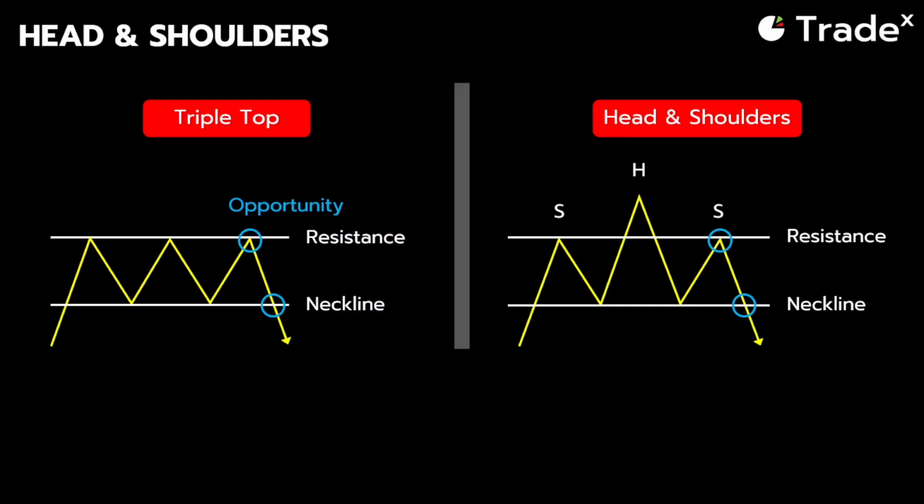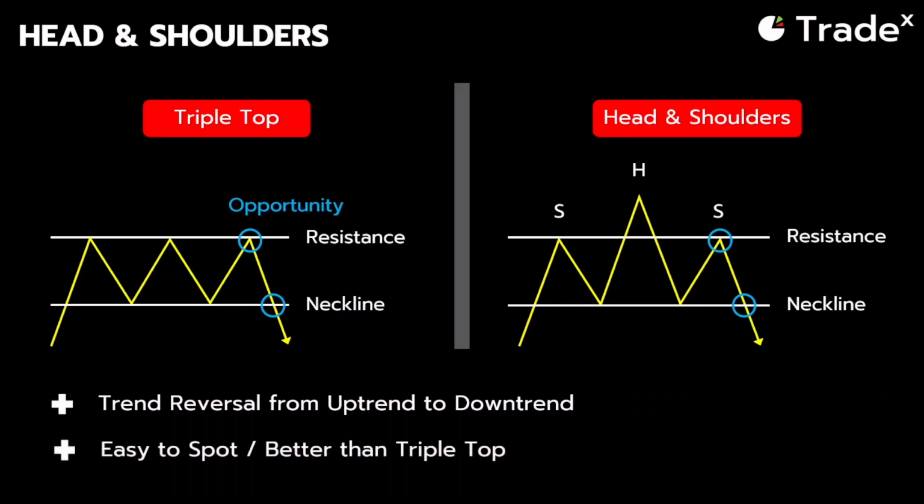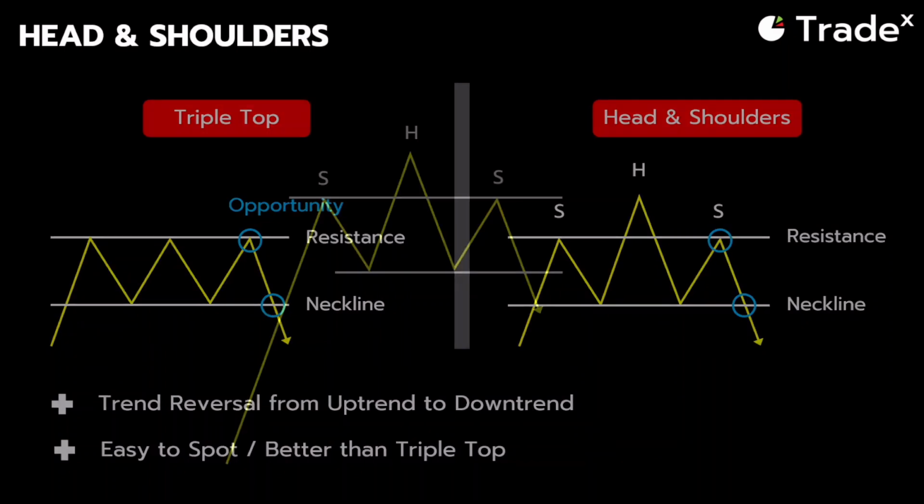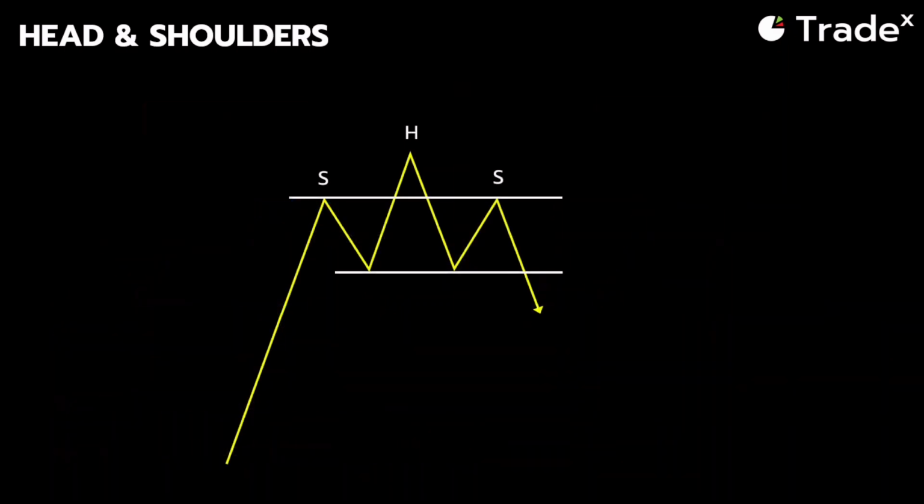Both the triple top and head and shoulders patterns signal a trend reversal from an uptrend to a downtrend, but many traders consider the head and shoulders to be more robust and reliable than the triple top. Here's why. The strength of the head and shoulders pattern lies in its structure. Let's examine it from a market activity perspective.